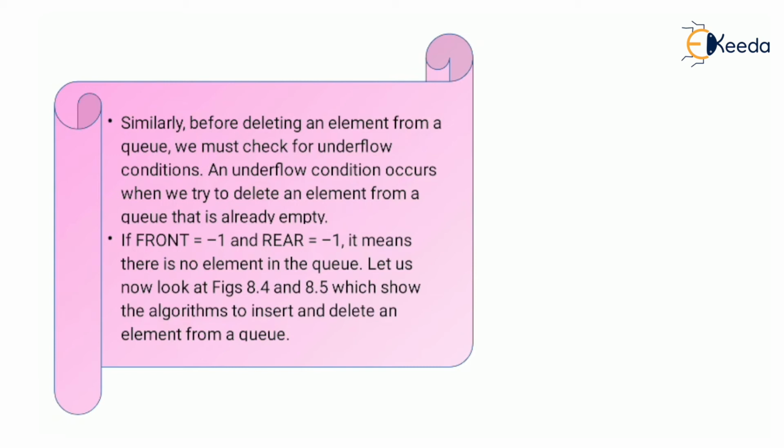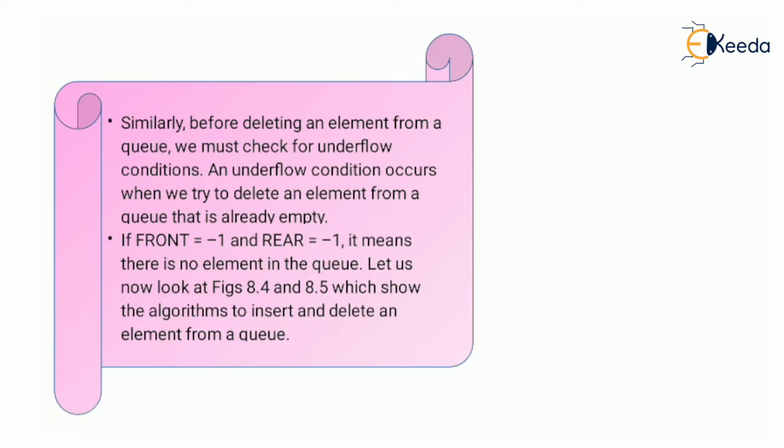Now, when will it happen? We can consider if front is equal to -1 and rear is also -1, it means there is no element in the queue. That's why we write -1, as the array index starts from 0. That's why we write -1 all the time.